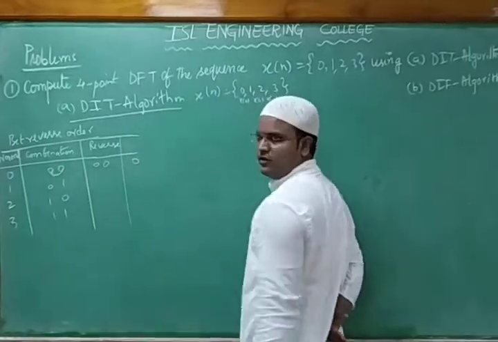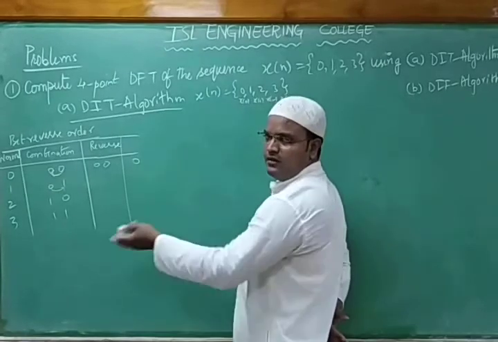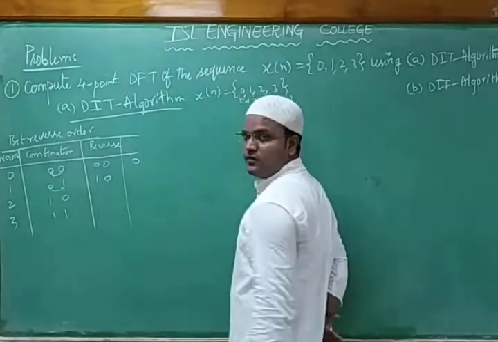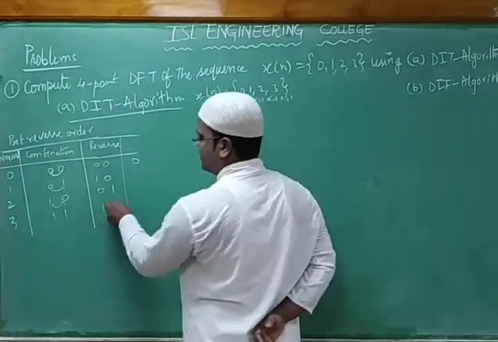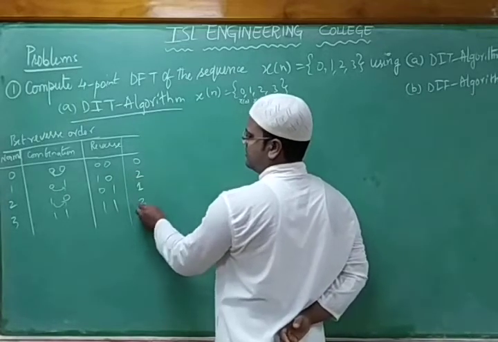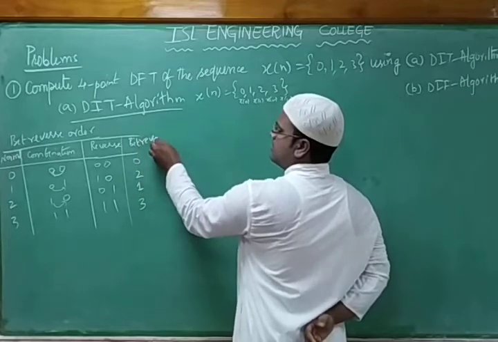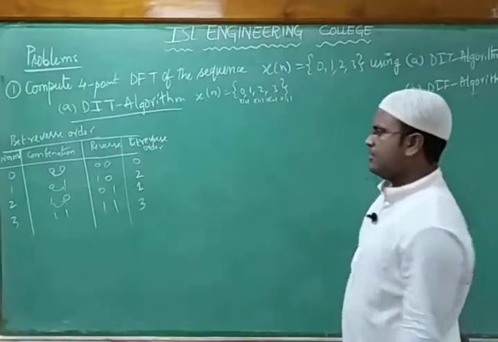0 1, change the bits, so it becomes 1 0. And 1 0 now becomes 0 1. 1 1 is still 1 1 only. So what I get is 0, 2, 1 and 3. Which order is this? The bit reverse order index. So we have to take this.